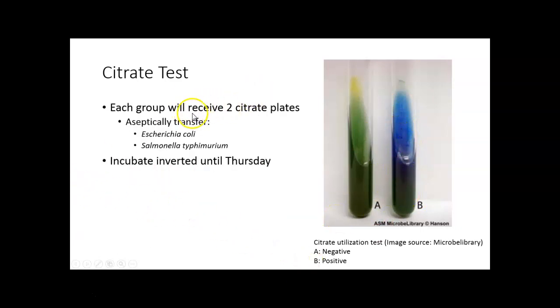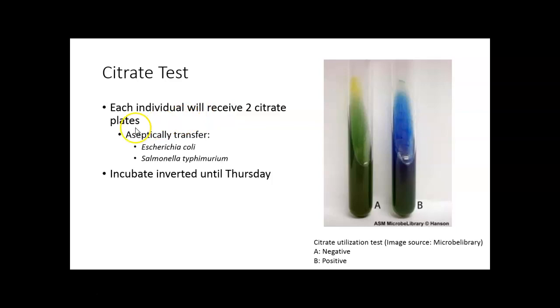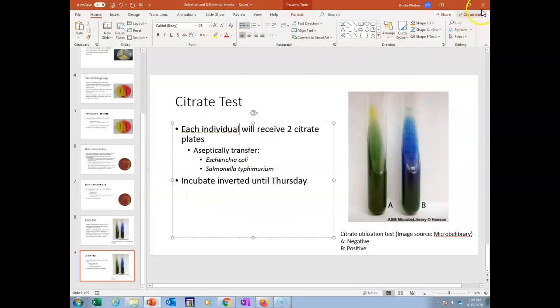And so each group is going to, or each individual, again, man, I keep messing this up. Each individual will take 2 citrate plates, and then you will aseptically transfer E. coli on one of them and Salmonella typhimurium on the other. Incubate inverted until Thursday. And that's it for this lab activity.